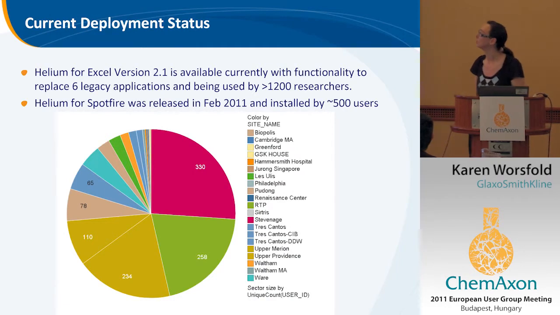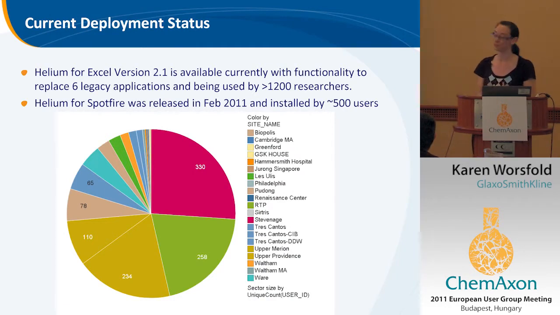And a quick update on the number of users. Helium in Excel, we got out to about 1,200 researchers, and the pie chart there is an indication of the different sites that we've got using Helium in Excel. Helium for Spotfire we've only released a couple of months ago, and as of yesterday we had about 550 users. So we're catching up with both of those.